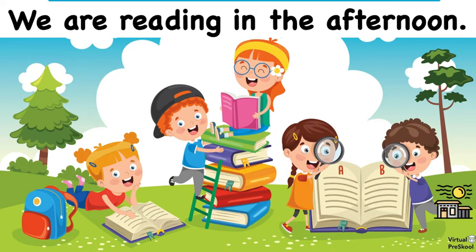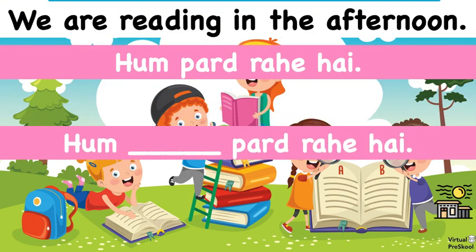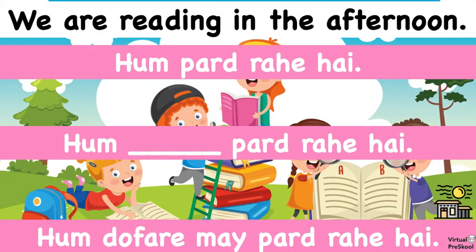We are reading in the afternoon. So we are reading, the conjugation is हम पढ़ रहे हैं. And in the afternoon is दोपहर में. So put that in the blank line and our sentence becomes हम दोपहर में पढ़ रहे हैं.